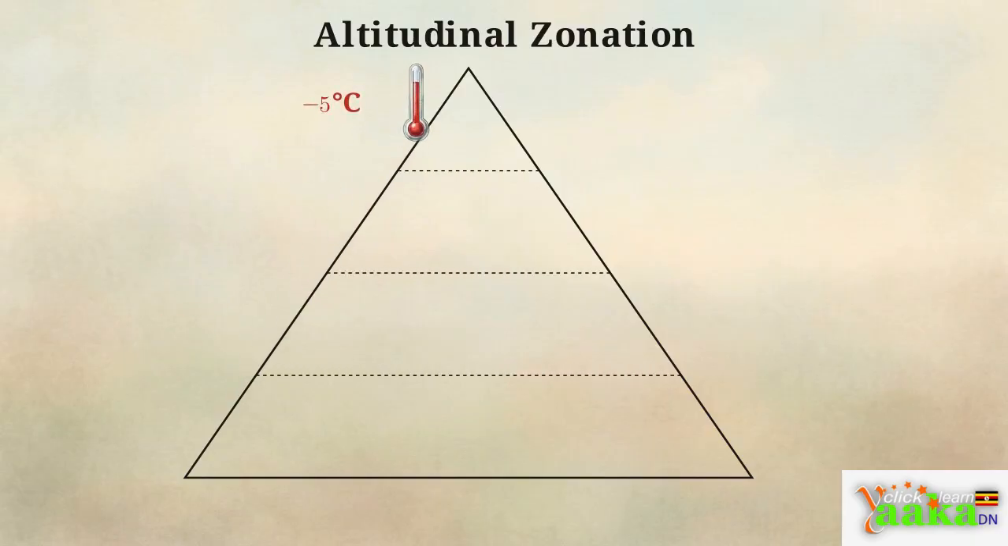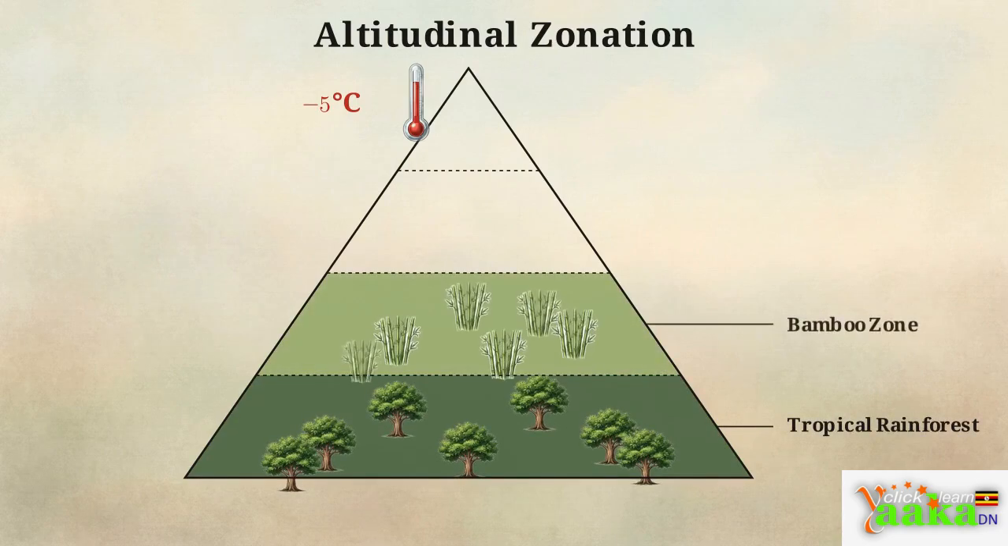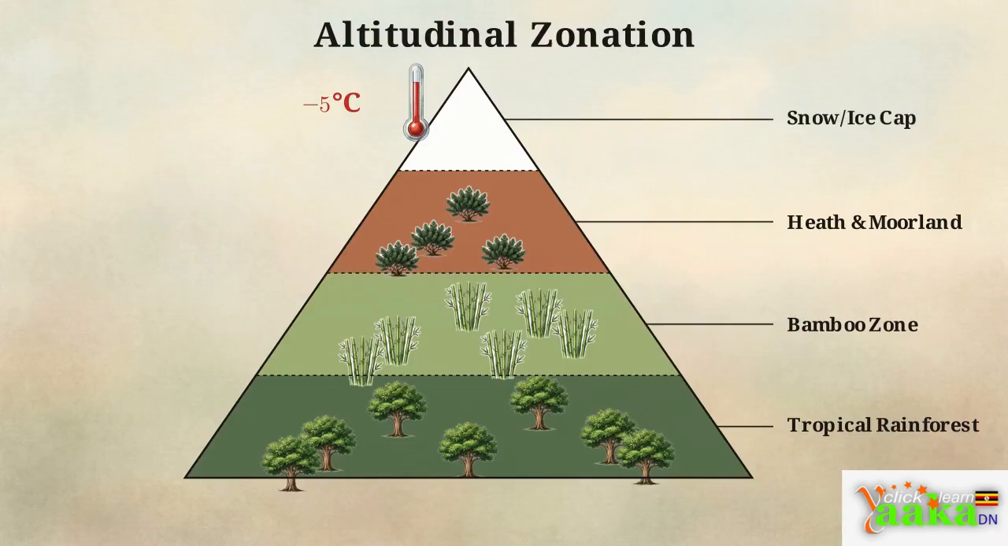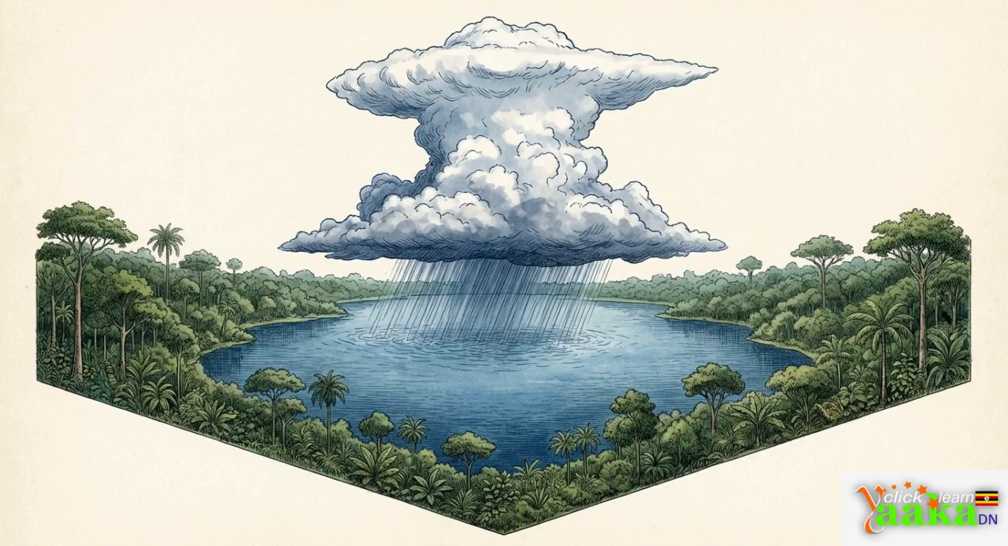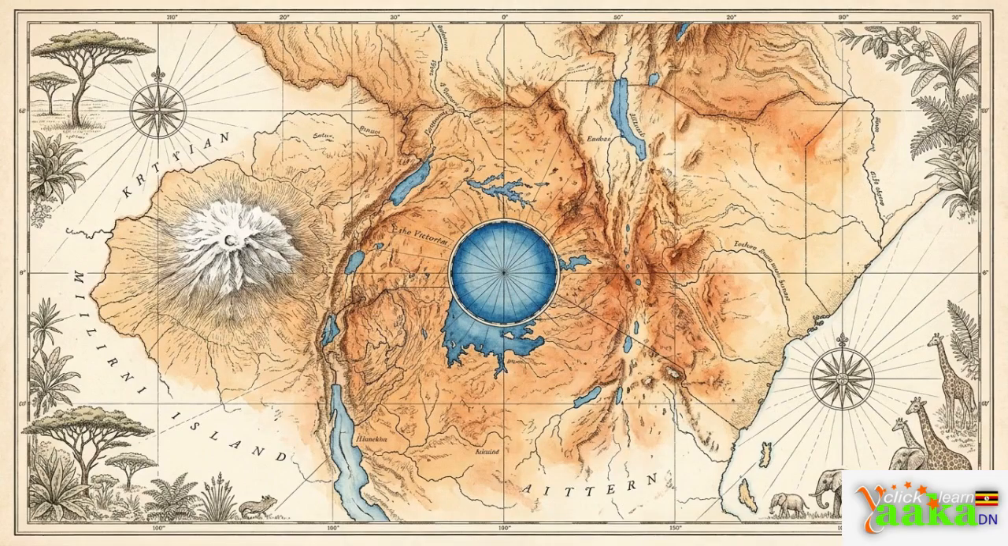The dropping temperature forces the plant life to adapt at every level. You start with warm tropical rainforests at the base, transition through bamboo, and end up with tough, cold-resistant alpine shrubs near the icy peaks. A giant lake can create a year-round rain engine, and a tall mountain can create snow on the equator. These local geographic features overpower the baseline heat of the region.